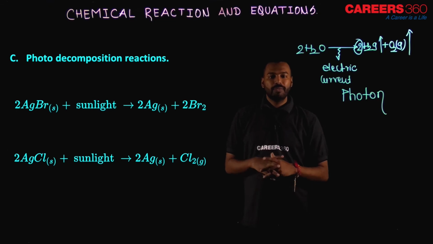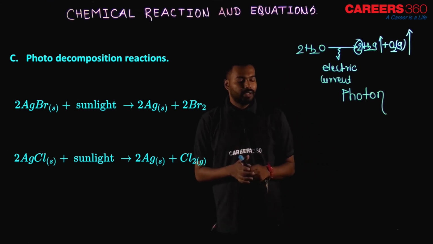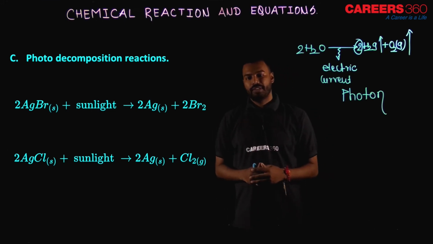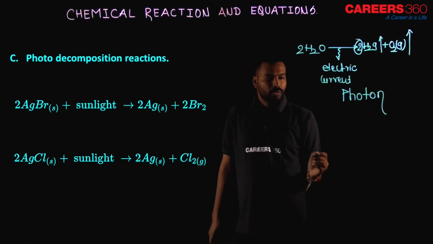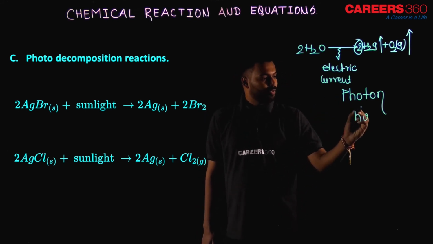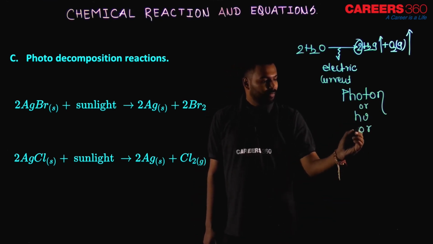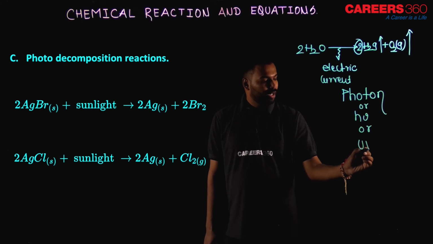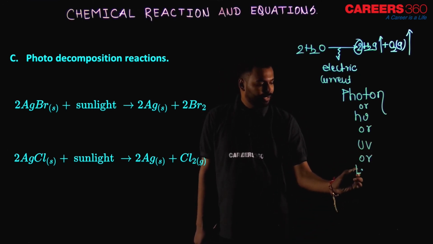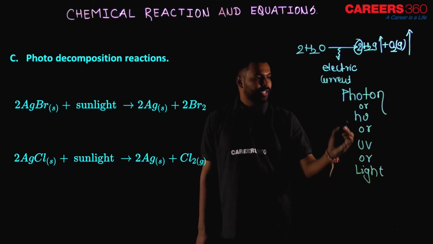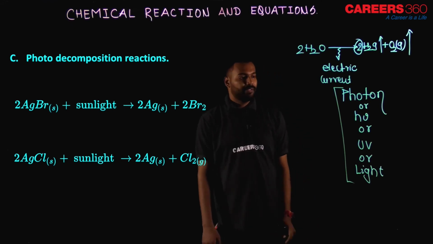And one more word is there, quantum. I will explain it in class 11th. Both are connected. So photon simply means the packet of energy. Photon is also indicated as h nu. Sometimes they will write photon, or h nu, or in place of h nu they write UV, ultraviolet ray, or sometimes they will simply write light. Dear students, all have the same meaning. So don't deviate at that time.